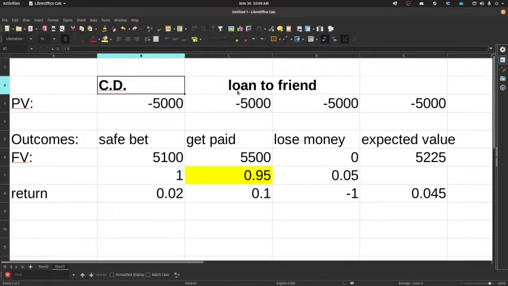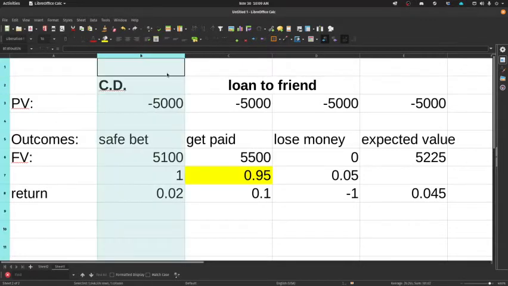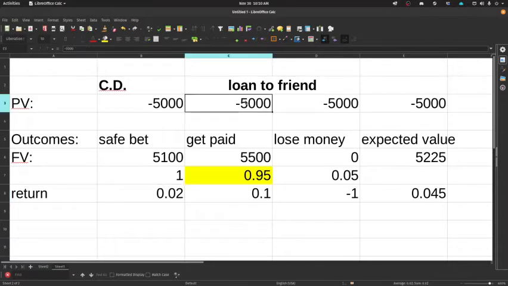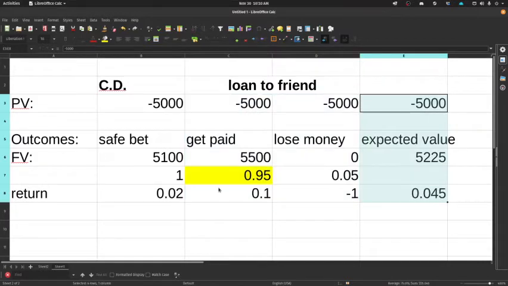So let's go ahead and consider this in a spreadsheet. Over here in this column, I've got the safe bet. You give up 5,000 bucks now, but your future value is 5,100, and that gives you a return of 2%. You lose 5,000 bucks now, but you get that back plus 2% after 1 year. And then for your friend, we've really got two columns that we want to consider, and then we want to roll them together to get the expected value.